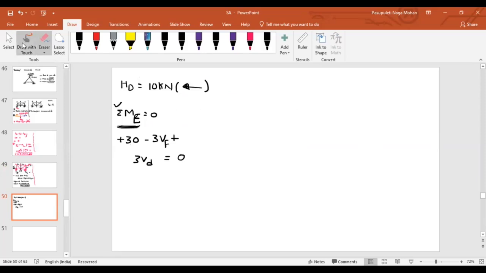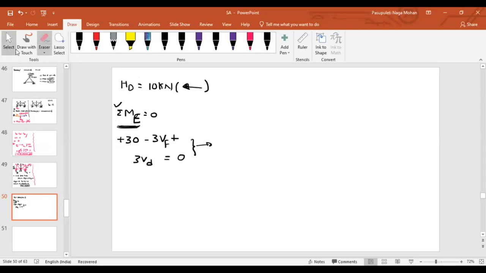Now, what happens here? By using this equation, can we directly find either VF or VD? This equation consists of how many unknowns? Two unknowns, isn't it? VF and VD. That's why I cannot directly find out either VF or VD.